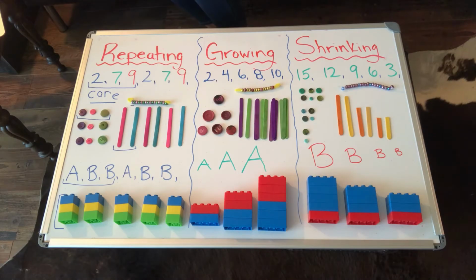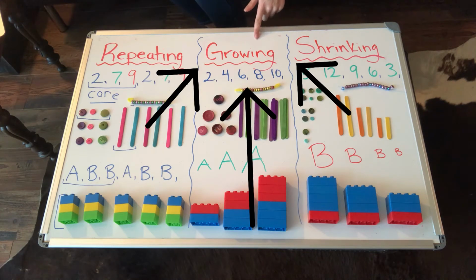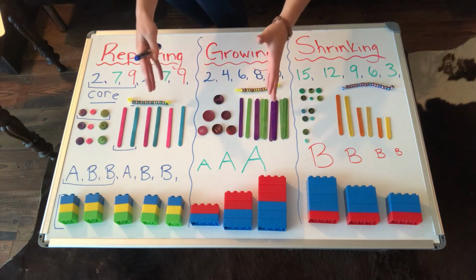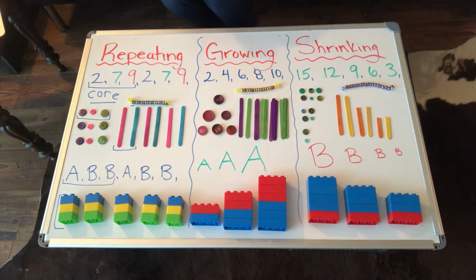The second type of pattern that we're going to learn about today is called a growing pattern. In growing patterns, the core of the pattern is added to each time. So the core gets bigger and bigger. Here we have 2, 4, 6, 8, 10. Each time we're growing our pattern by 2. We're adding 2 every single time to our core. And that's how the pattern gets bigger.